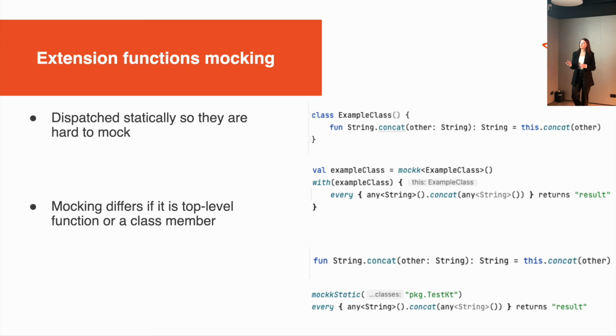And in this case, we have a top-level function, so it's not part of one class, it's part of some file. And we can also mock it, but we need to first say mockkStatic, so we need to create a static mock of that file, and we need to specify the path to it: the package where it is located, then the name of that class, and at the end Kt as a suffix. And then we can do the same thing as we did before, so we can say that every time we are calling this concat function on any string, we return a specific result.